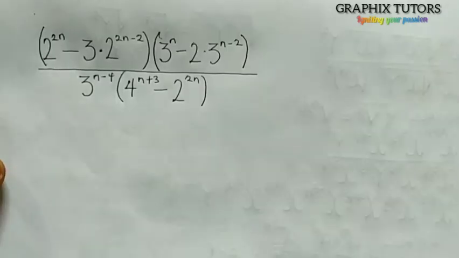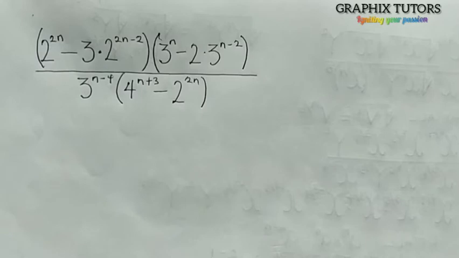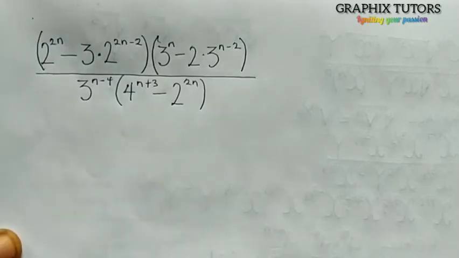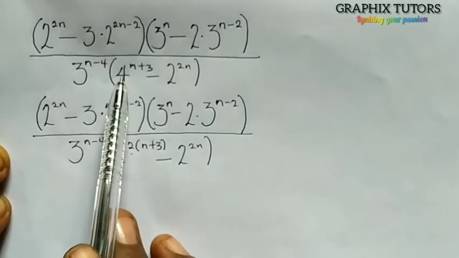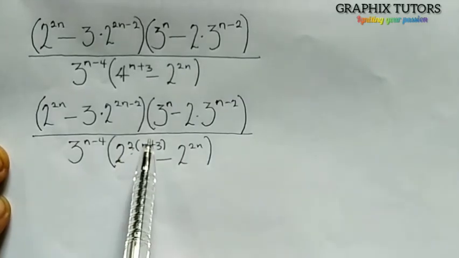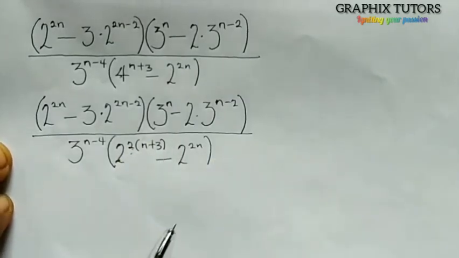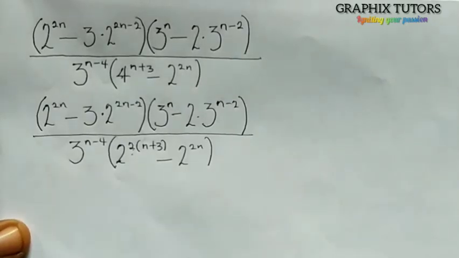Another example is this. We are told to simplify this. Now, first of all, what is common here? We have 3 and 2. So we take everything to a number in base 2. What I mean is, I'll be having this like this. I've taken 4 to a number in base 2. So instead of writing 4, I write 2 to the power 2. So I put the n plus 3 in a bracket.